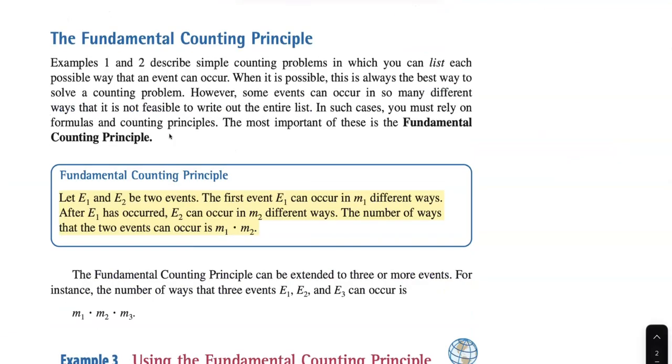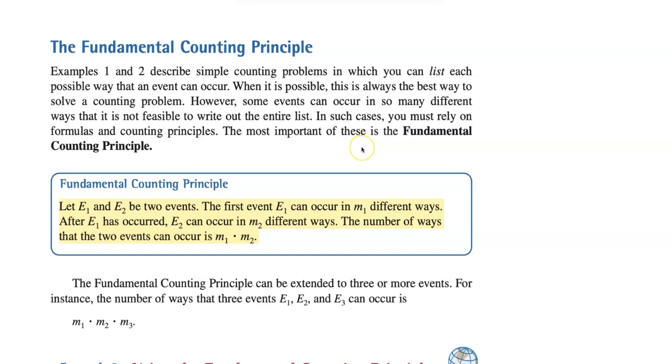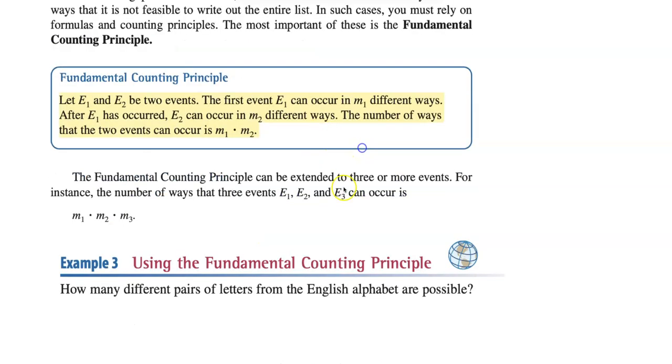So let's talk about a more concrete way of doing this. It's called the fundamental counting principle. In our first 2 examples, we just listed all the possibilities, but sometimes that's not possible because there are too many different ways. So we need the fundamental counting principle to help us out. All it states is this: if the probability of A happening is, let's say, P1, and the probability of B happening is, let's say, P2, then what's the probability of A and B happening? Well, you just multiply them. P1 times P2. That's it.